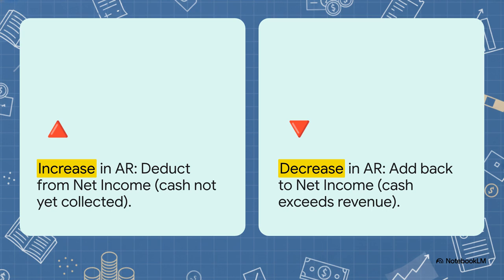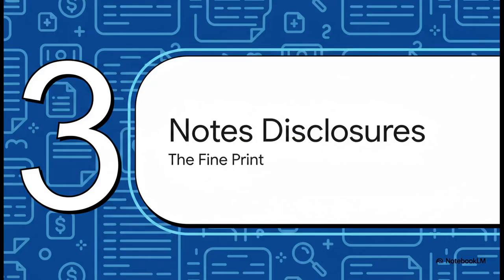Conversely, a decrease in AR gets added back to net income. This happens because the cash you actually collected in the period was higher than the revenue you recognized. It's an absolutely vital adjustment to bridge that gap between accrual counting and the actual cash sitting in your bank account. Which brings us to Section 3, Required Notes Disclosures.